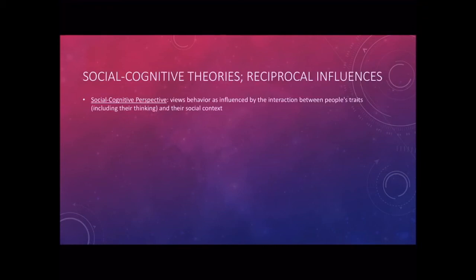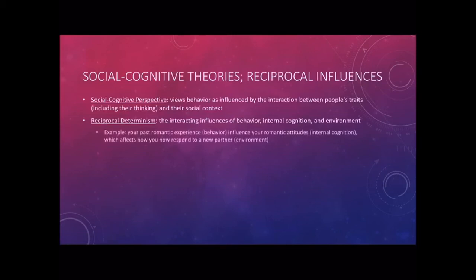Okay. So, keeping that in mind, let's talk about some of these concepts. Social cognitive is all about taking the social environment and linking it to people's thinking, people's mental processes. Reciprocal determinism just describes that behavior, internal cognition, and environment interact with each other. So really the best way to talk about this is with an example.